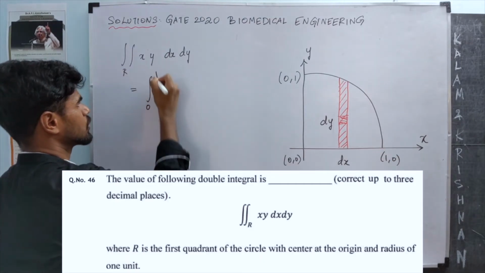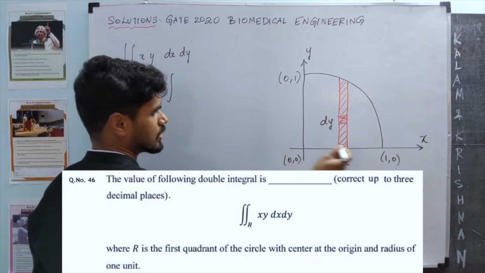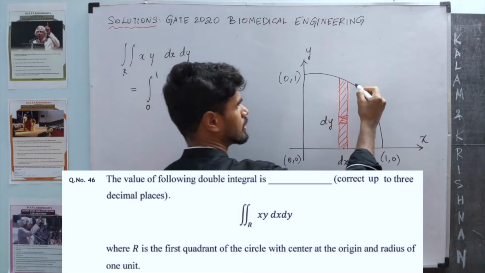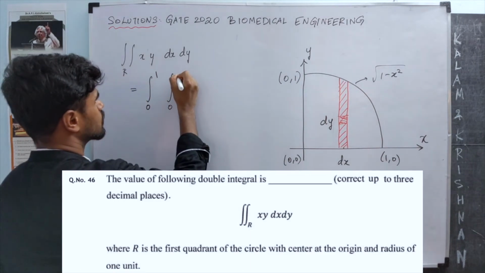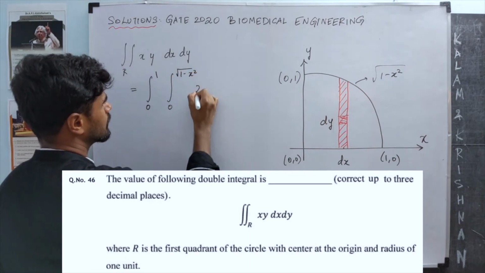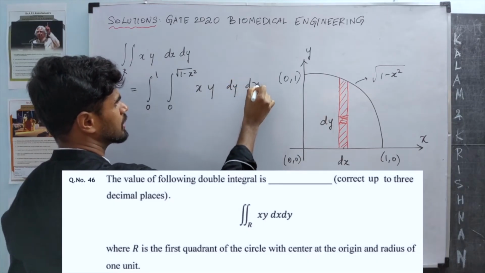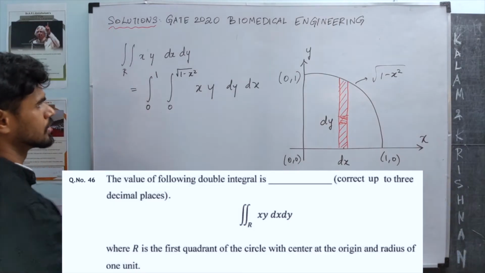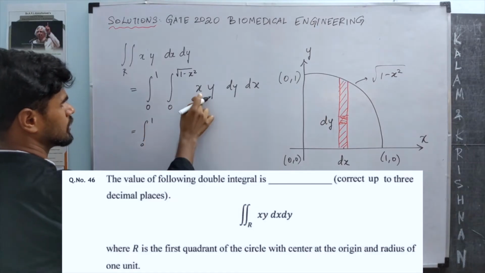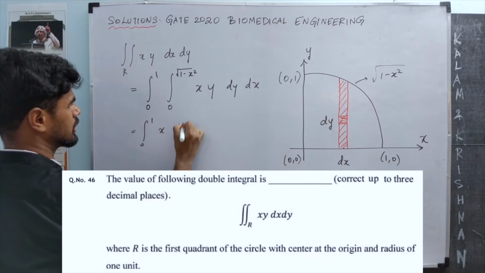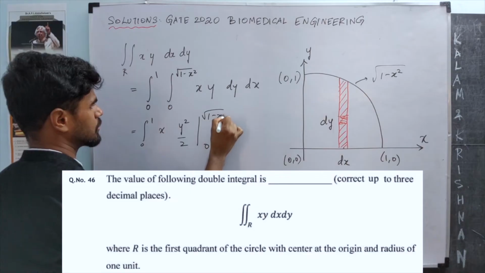So the first integral is x varies from 0 to 1, and y varies from 0. What is the upper limit of y? This function is root of 1 minus x square, right? So y goes up to square root of 1 minus x square, of xy. I integrate with y first, then I integrate with x. So this term is from 0 to 1, x doesn't matter, and the integral of y is y square by 2, from 0 to root of 1 minus x square.